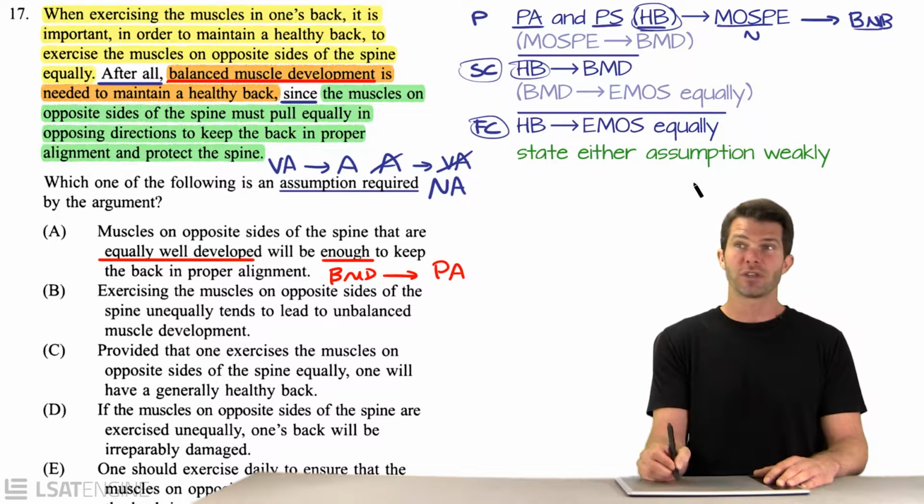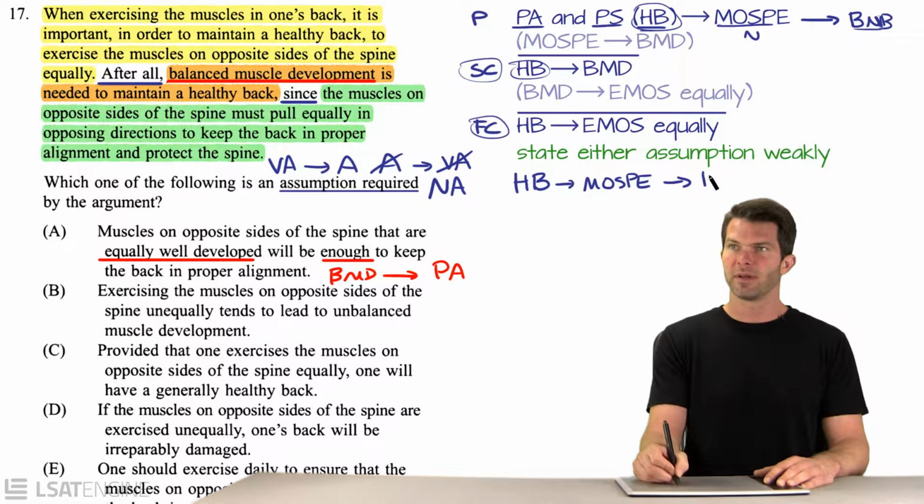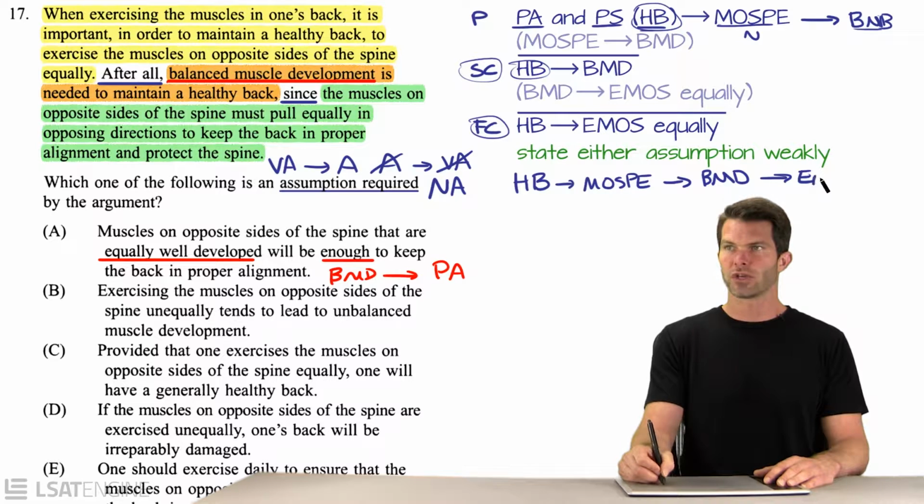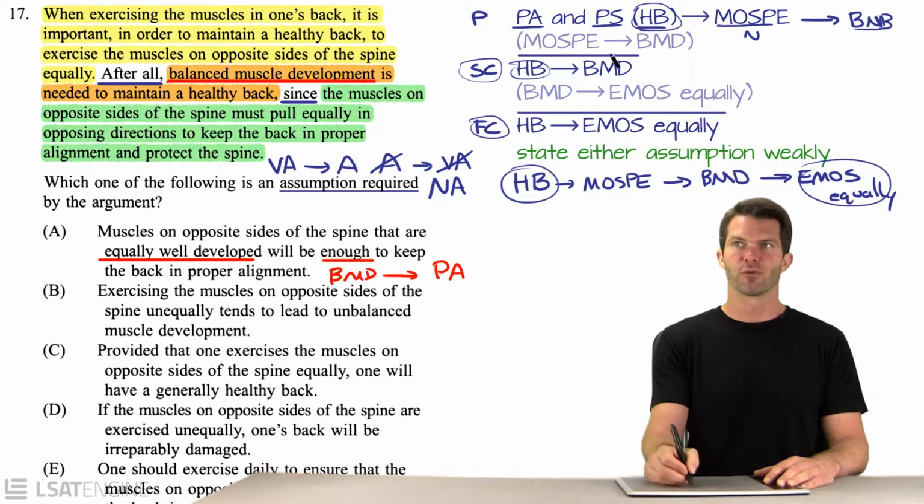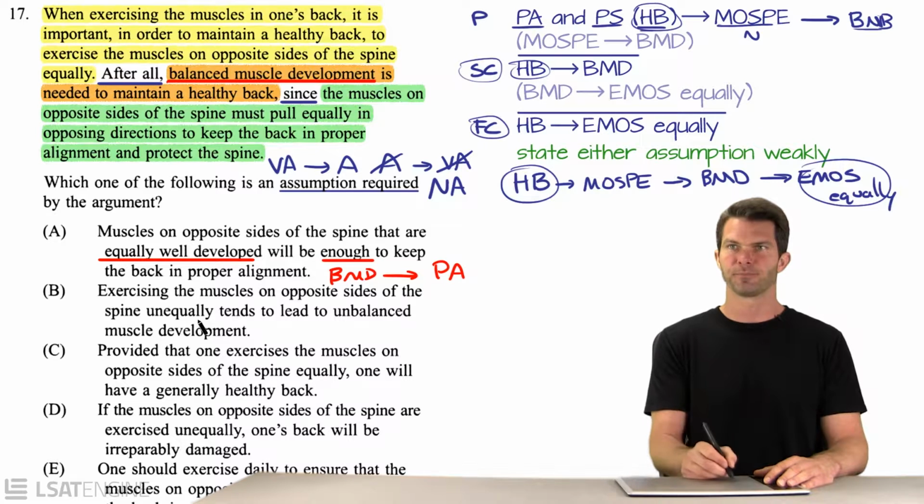We don't need a connection between that term and that term. If we were to draw out the chain that we need here, we're assuming that healthy back, let's start with the premise, it requires the muscles on opposite sides to pull equally, which requires balanced muscle development, which requires exercising muscles on opposite sides equally. This is the whole chain that this argument is sort of assuming. Some of the gaps in here we are assuming are true, but this is how we're getting from this idea to that idea, through the premises and the subsidiary conclusion. So A is not a connection that we need here.